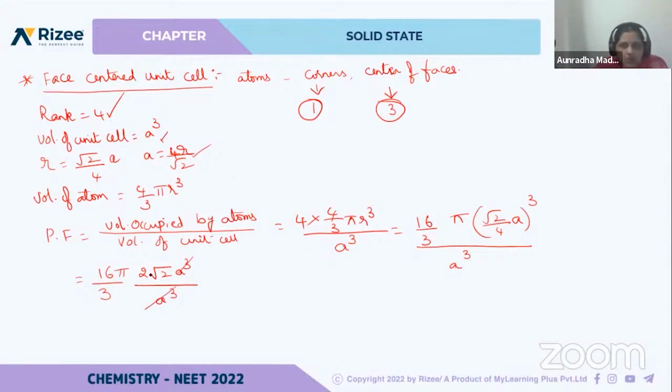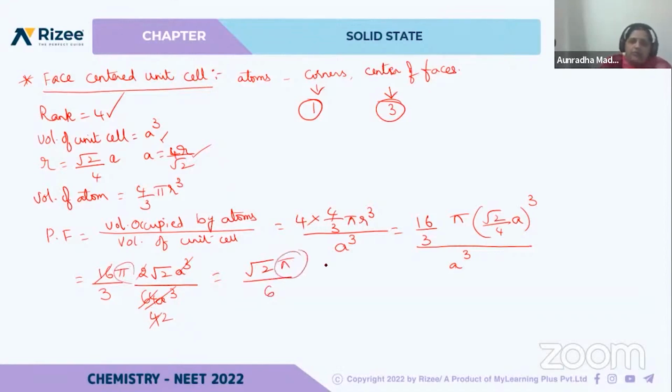So next, sorry, by 4 is also there. 4 into 4, 16, 16 into 4, 64. By 64 A cube. A cube will get cancelled. 16 4s are 64. So 2 2s are 4. Root 2 and pi is also there. Root 2 pi by 6.